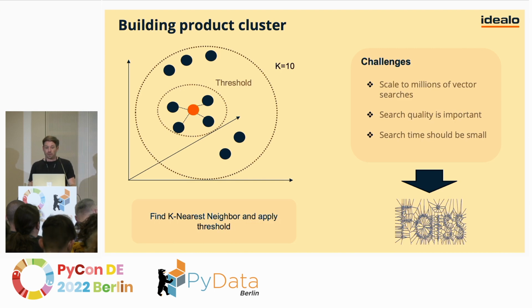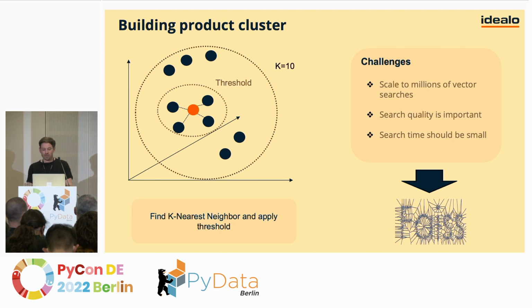We have a few challenges here. Our open catalog is really huge, so we need to scale to millions of vector searches. The search quality is also really important. We need high precision and high recall. If the recall is too low, then our clusters are really small, and then we cannot compare prices. Also, search time should be small. We don't want to wait a week to finish our job.